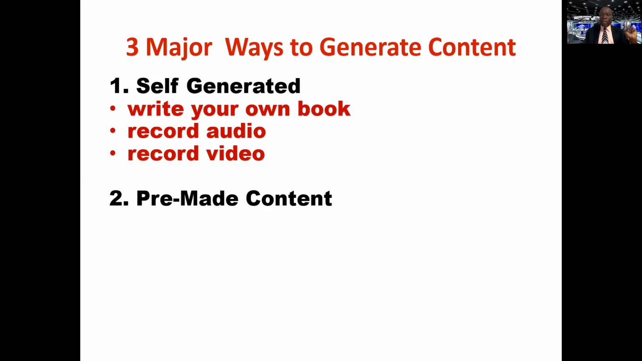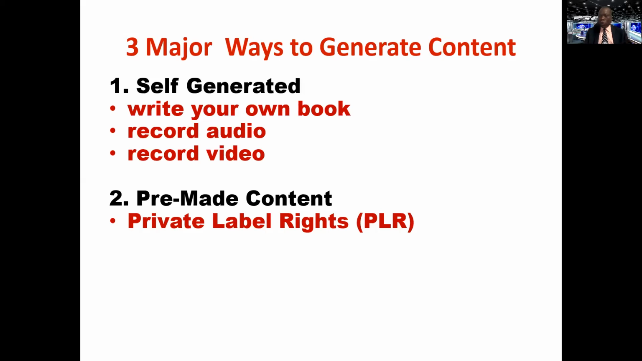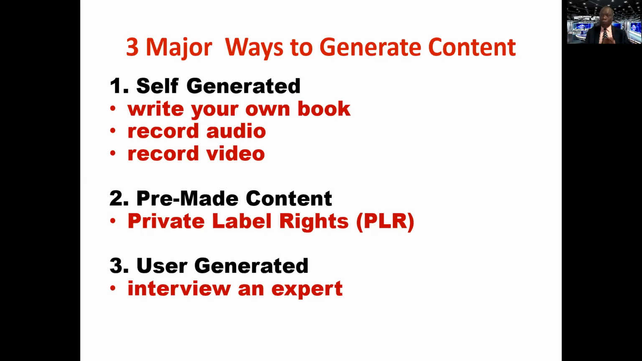Second way of generating content is pre-made content. This, you want to pay attention. I know I've talked about this before for those of you who have been on my program for any length of time. Private label rights is probably the fastest way for you to get your first product out there in the marketplace. And then, of course, a third way is user-generated, where you interview an expert.